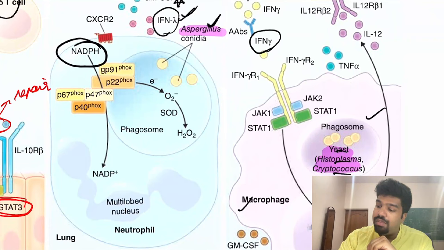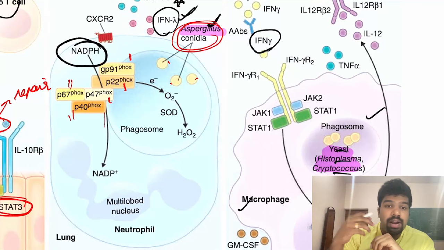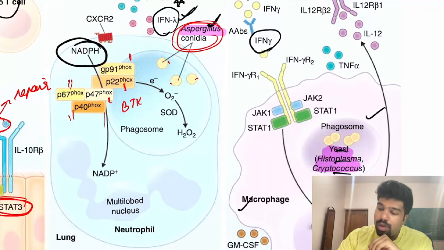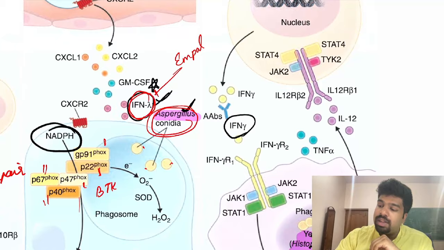These are the conidia. So it is going to use this 5 subunit complex. NADPH is going to use this 5 subunit complex to kill. It is going to generate oxygen free radicals and kill the conidia. This involves BTK, and BTK inhibitors are going to cause Aspergillus infections. At the same time, interferon gamma is also released here. You can see you can stop this using emapalumab. That is also causing Aspergillus infections, not candida infections.